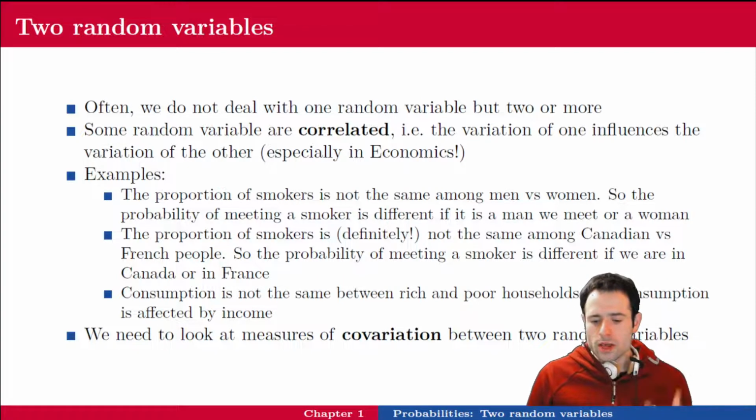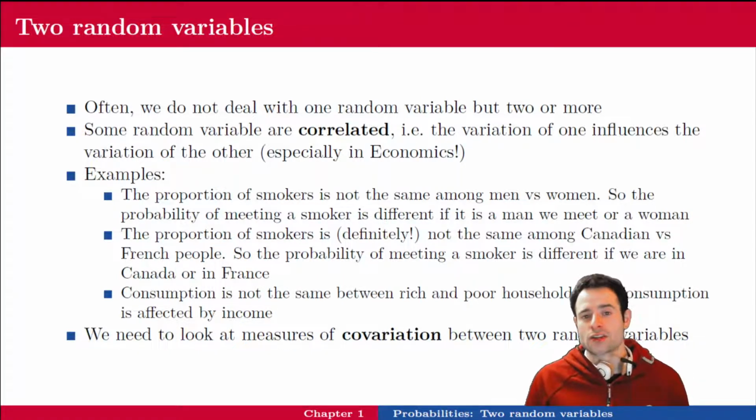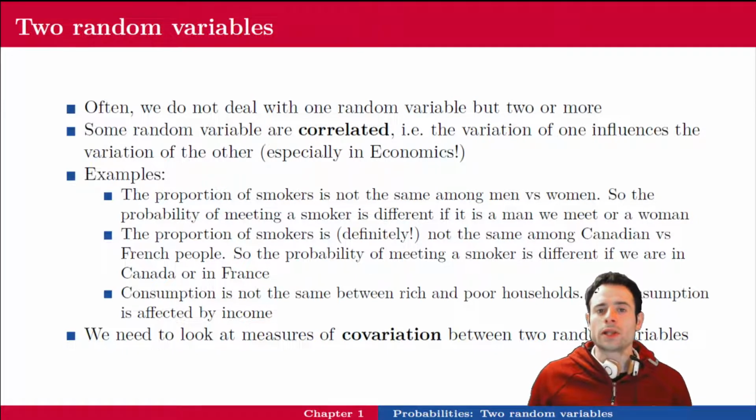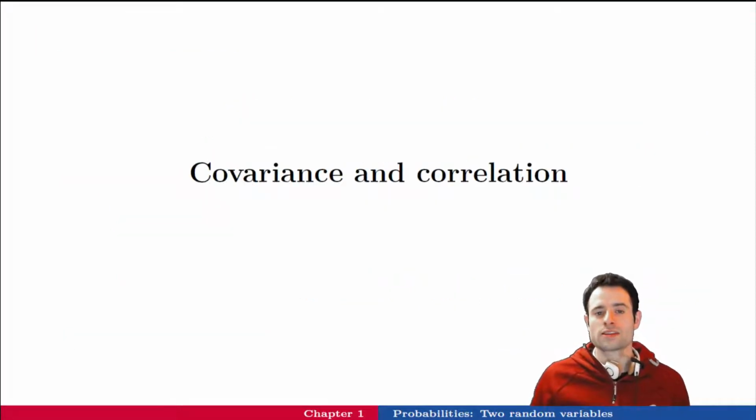So, the measures we talked about in the previous lecture, expectation and variance, will not be enough to talk about how two variables are correlated, how they move together simultaneously. And this is why we need measures of covariation between two random variables. And this is what I'm going to get into right now with these two new measures.